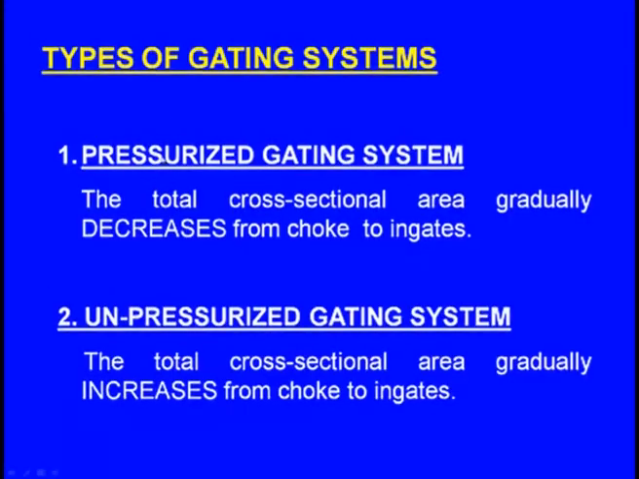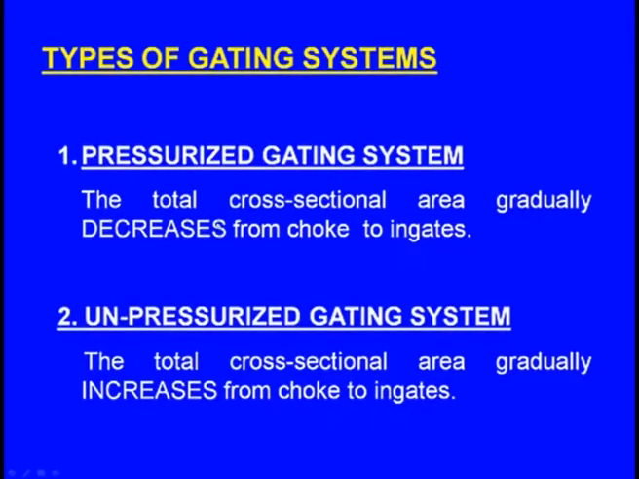Now, there is another classification of the gating systems. Now, the first classification is based on how the molten metal enters into the mould cavity, whether it is through the top or through the sides or through the bottom. So, that is the criteria for the earlier classification. Now, there is another type, that is based on the pressure of the gating system, right. So, here we can see another classification. Now, one type is pressurized gating system and the second type is unpressurized gating system.